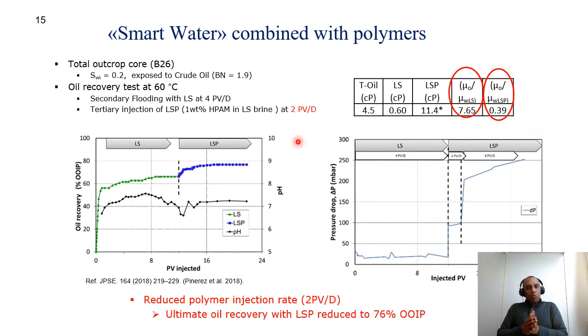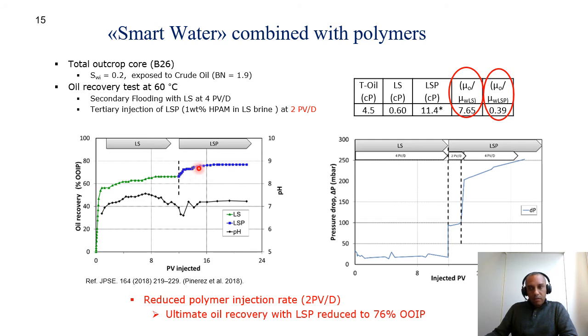So what we did later was to try to reduce the rate. We were injecting all these floods at a rate of approximately 4 volumes per day. So we did the same with the low salinity brine, and we decided to reduce for some time the injection rate of the low salinity polymer. So we reduced it to 2 volumes per day, to half. And what we saw was that the oil recovery increased, but not in the same way as in the previous experiments when we didn't change the injection rate.